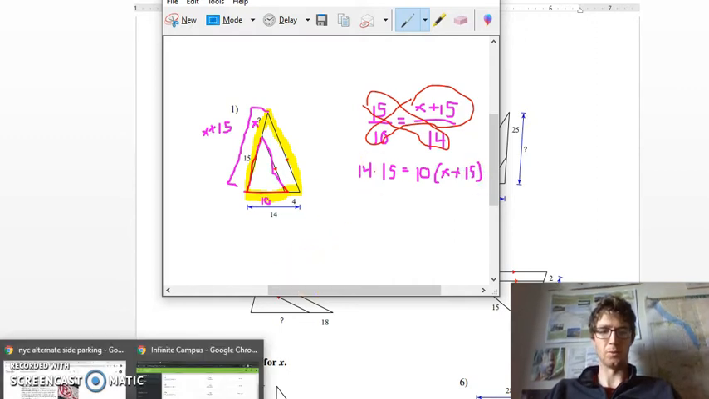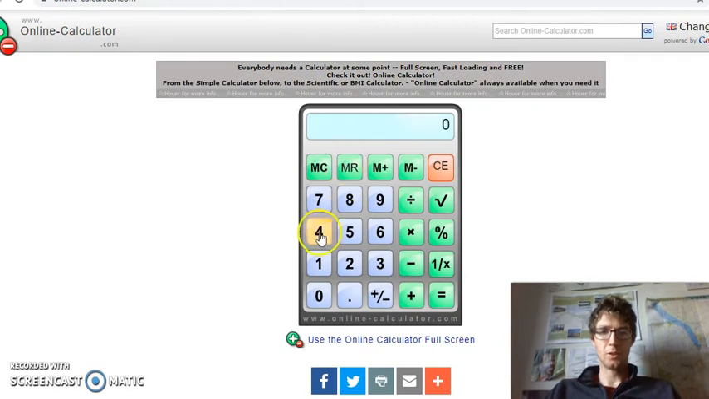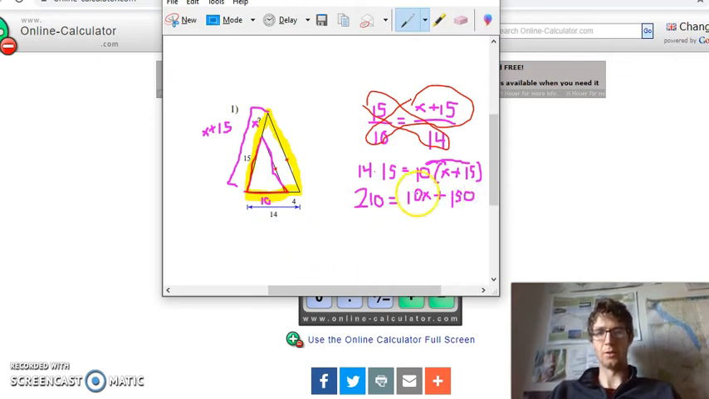So let's see, what's 14 times 15? 14 times 15 gives you 210. Okay. So this is 210 is equal to 10 times x plus 15. We have to distribute to both in the parentheses. So 10 times x gives you 10x. 10 times 15 will give you 150. Okay, so we got 210 equals 10x plus 150.